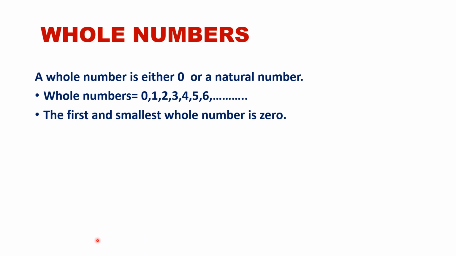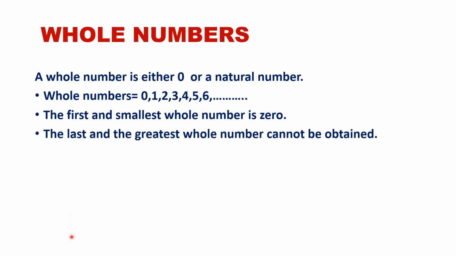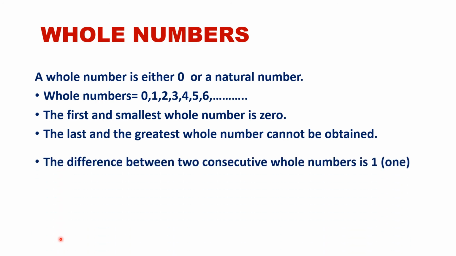Next, the first and smallest whole number is 0. We studied what is the first and smallest natural number, so we will say 1. What is the first and smallest whole number? It is 0. The last and the greatest whole number cannot be obtained. Same way, like natural numbers, we don't know what comes in the end. Here also we cannot say what comes in the end.